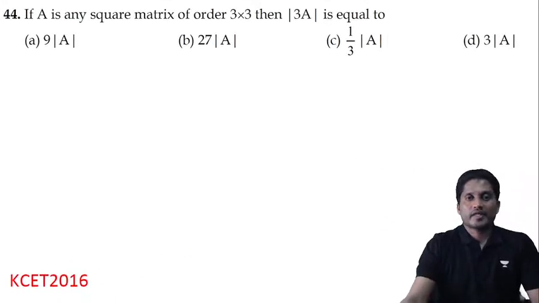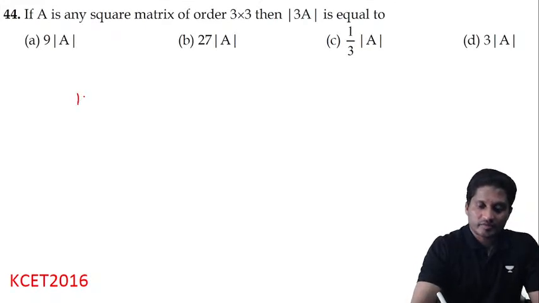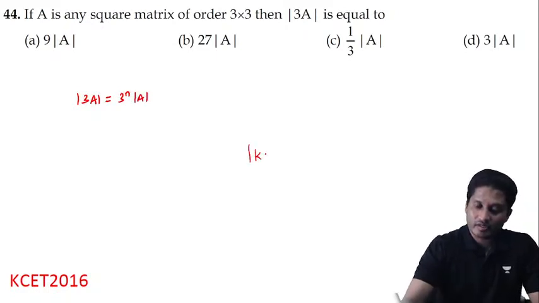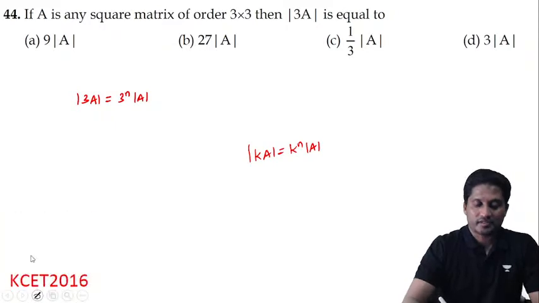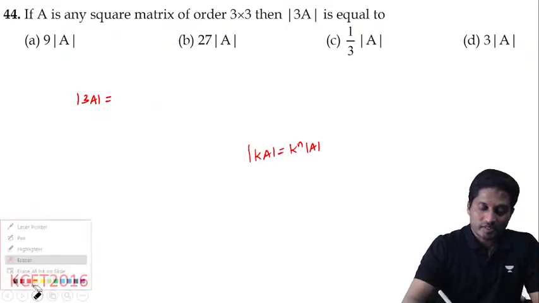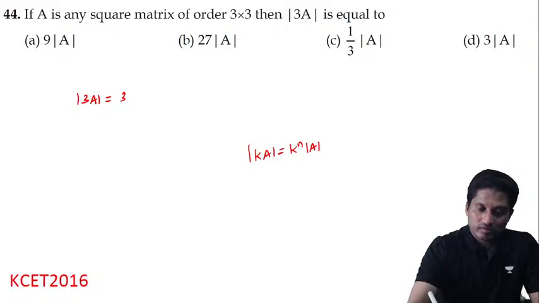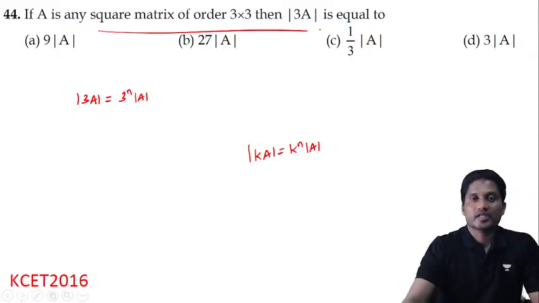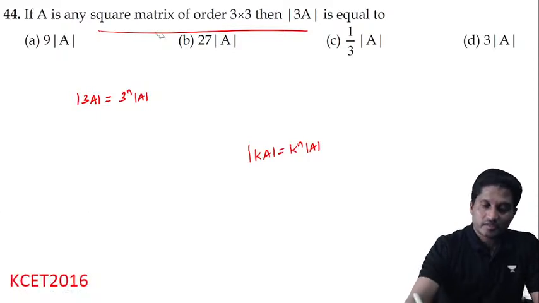If A is a square matrix of order 3, what is the determinant of 3A? If you take 3 out, this is 3 power n into determinant A. In general, when you have determinant of kA, if you take k outside, it is k power n into determinant A. n stands for the order of the matrix. A is a matrix of order 3 by 3, that's why n is equal to 3.